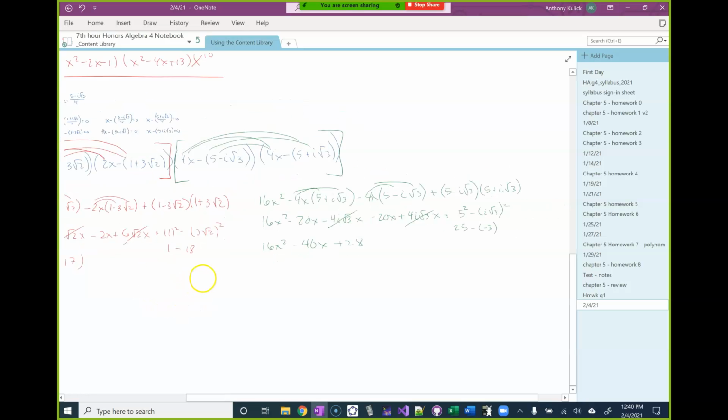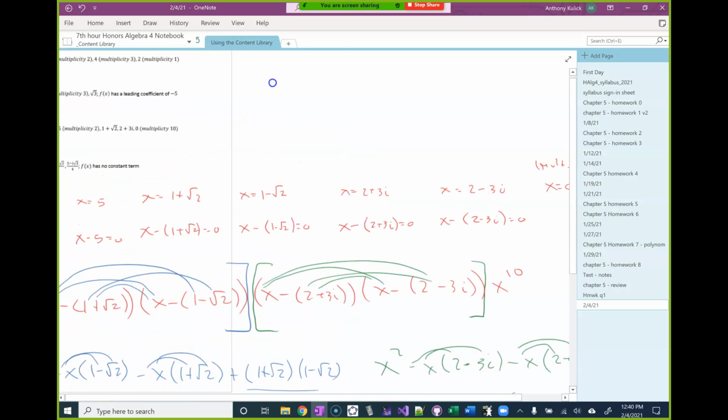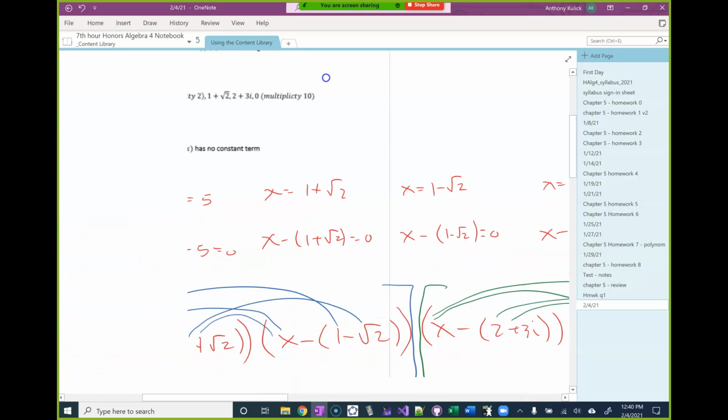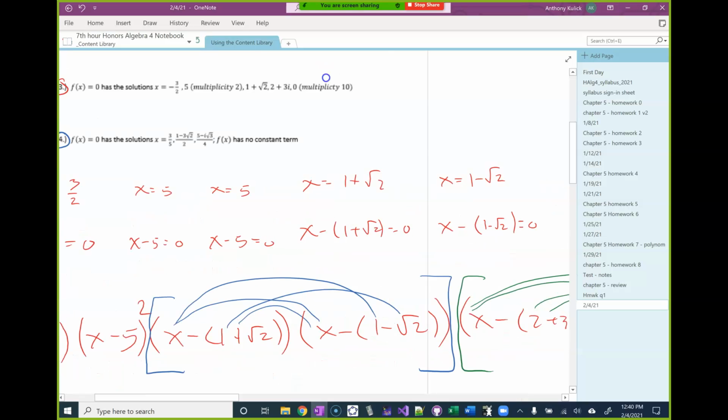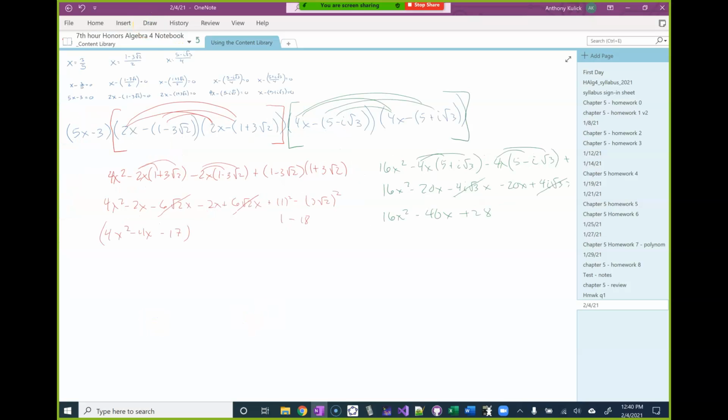And then it still says no constant term, right? Yeah. We still have that to deal with. Remember, that was one of the pieces in the original problem. So can you tell if this polynomial right now has a constant term? There's no constant. Sure it does.